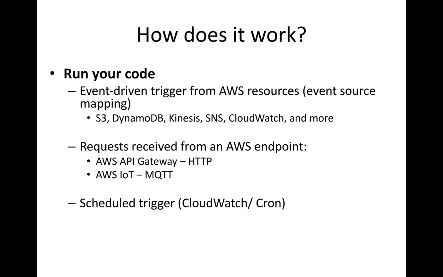You can set up different AWS endpoints, and if these endpoints receive a request, that can also trigger a Lambda function. For example, you can set up an AWS API gateway, which we'll talk about later in the lecture.